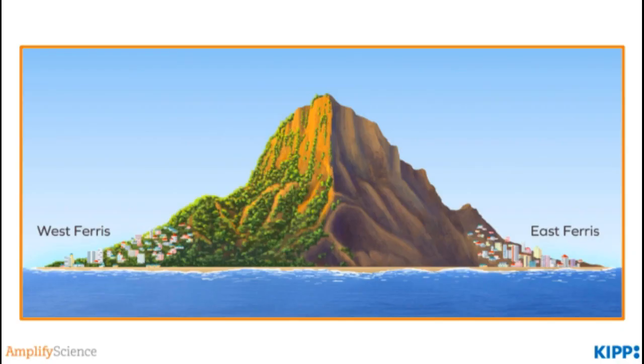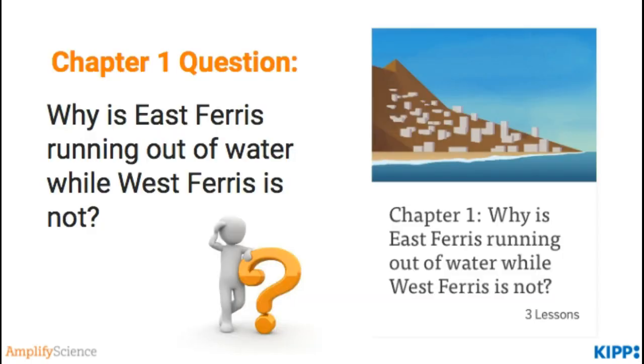As water resource engineers, students will be investigating a fictional scenario on Ferris Island. Students will discover that even though they are on the same island, East Ferris is facing a water shortage, while West Ferris is not. In Chapter 1, students will be answering the question, why is East Ferris running out of water while West Ferris is not?